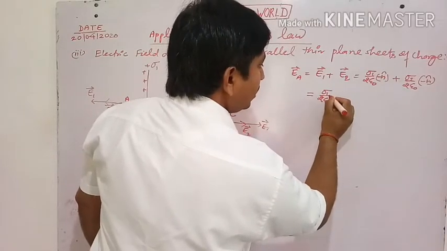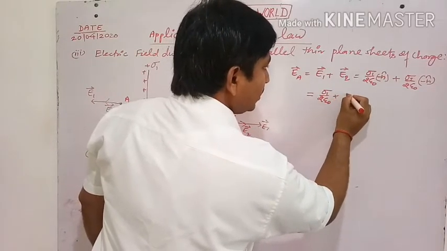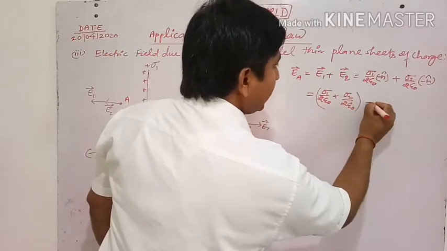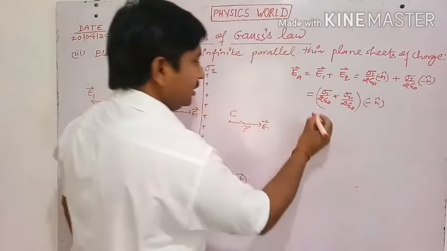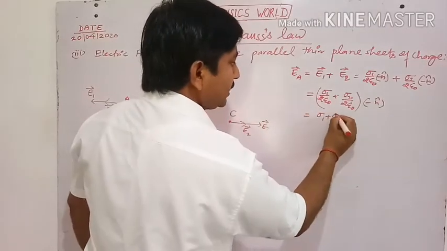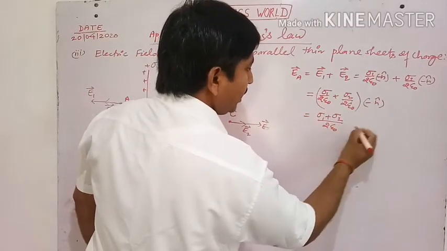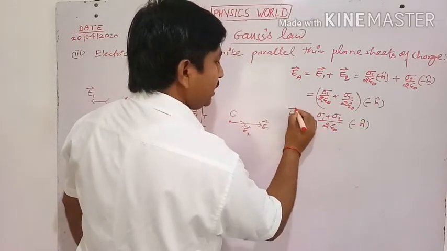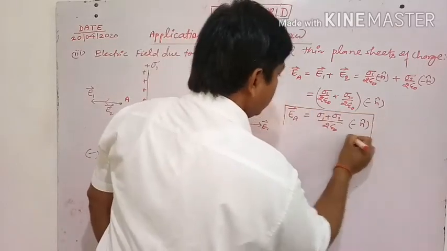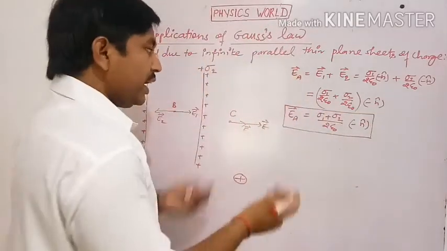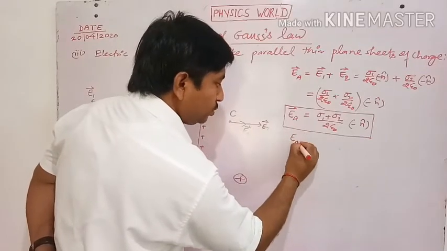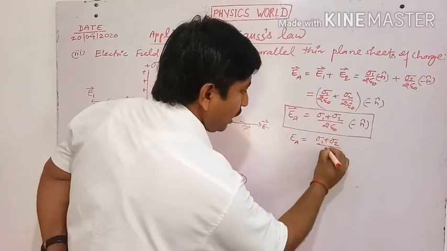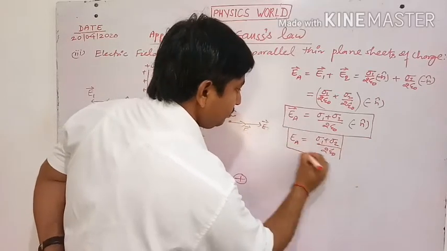So this will be equal to sigma 1 plus sigma 2 upon 2 epsilon naught, and minus n cap is taken outside. So this becomes sigma 1 plus sigma 2 divided by 2 epsilon naught minus n cap. This is the value of the electric field at this point with direction. If we find out the magnitude of the electric field at this point, then this becomes sigma 1 plus sigma 2 upon 2 epsilon naught.